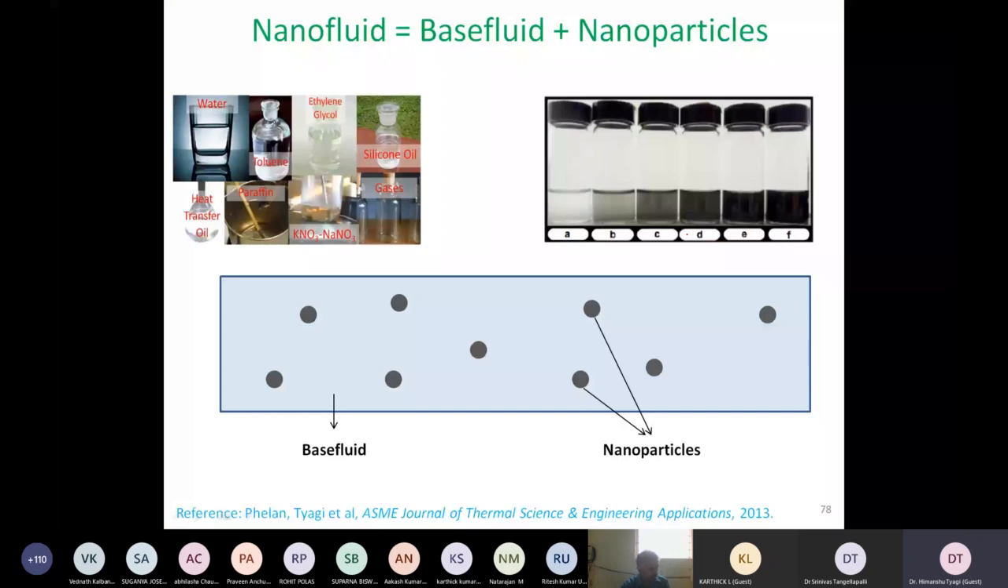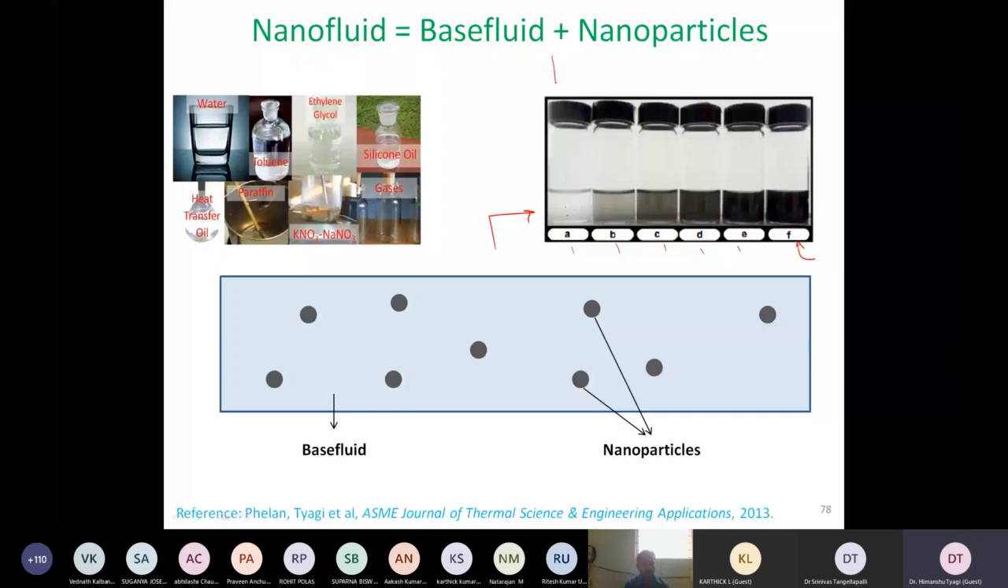In our research group, what we have done is we have tried to add aluminum nanoparticles over here. If you go from A, B, C, D, E to F, you are adding more and more nanoparticles, as a volume fraction, or a concentration you are increasing. So if I plot concentration over here, it is increasing in this direction.